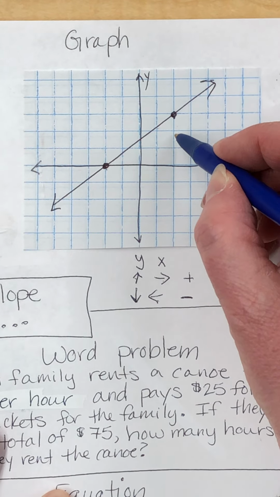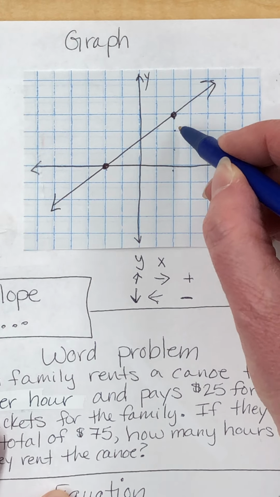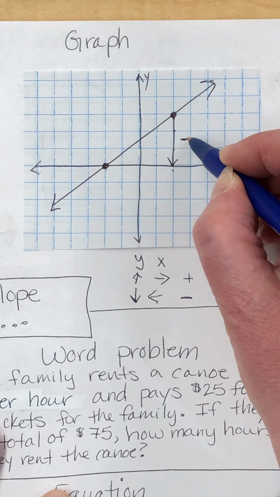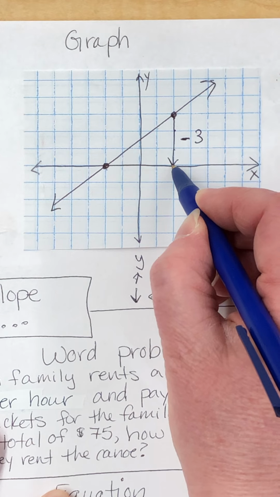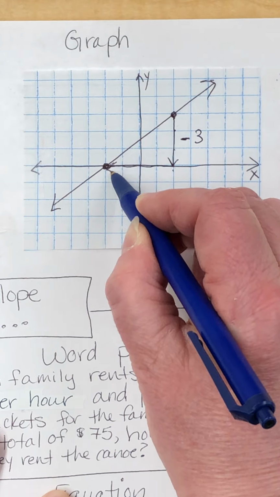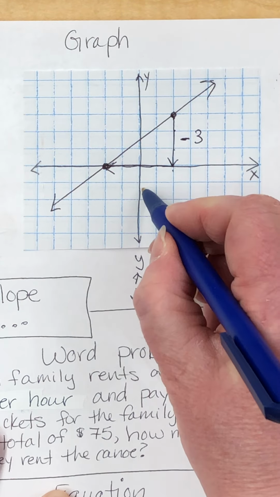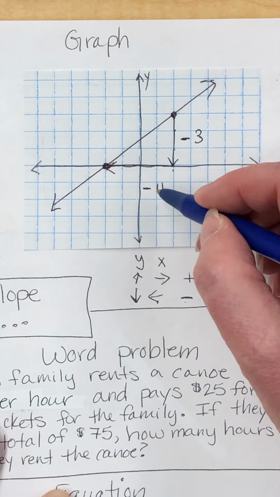So I'm going down, and I'm going to go down how many graph paper squares I have. So 1, 2, 3, and I went down, so I went down 3, and then I'm going to keep going, and I'm going to the left 1, 2, 3, 4. So I went to the left, and because I went to the left, that's a negative direction. I went to the left 4, and it's rise over run.